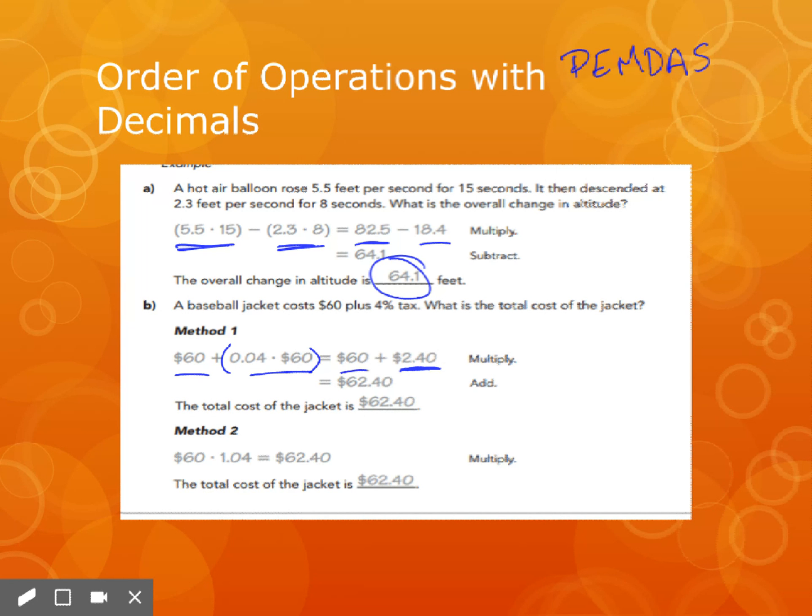And then they added on the original cost of $60 to it and got $62.40. Now sales tax, you can actually do another way. You can use the percentage, which was 0.04, and actually put a 1 in the ones place. And if you do 60 times 1.04, you'll simply get 62.40 right away.